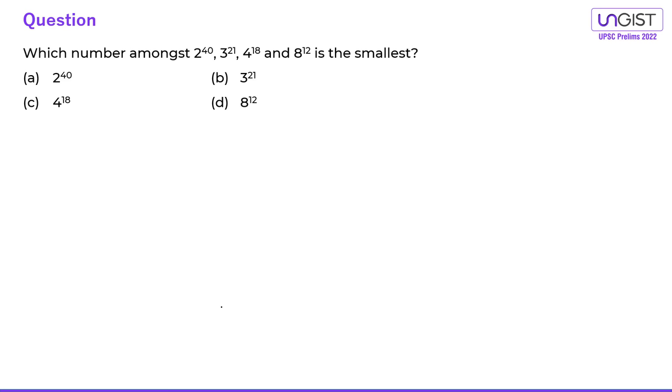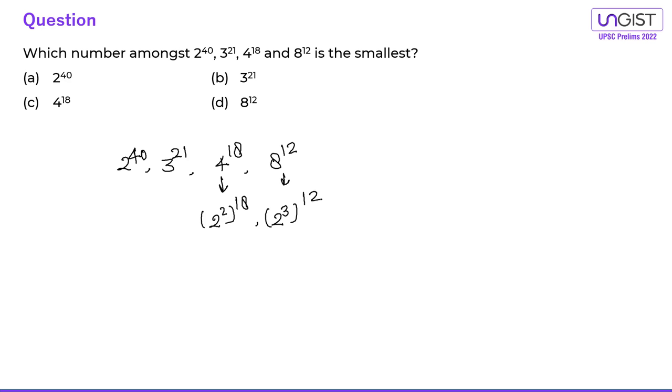Next question says, which number among them is the smallest? All right, so this is 2 raised to the power 40, 3 raised to the power 21, 4 raised to the power 18, and 8 raised to the power 12. So 4 is 2 squared, so this is 2 raised to the power 36. And 8 is 2 cubed, so 8 raised to the power 12 is 2 raised to the power 36 again, and this is 3 raised to the power 21, and this is 2 raised to the power 40.